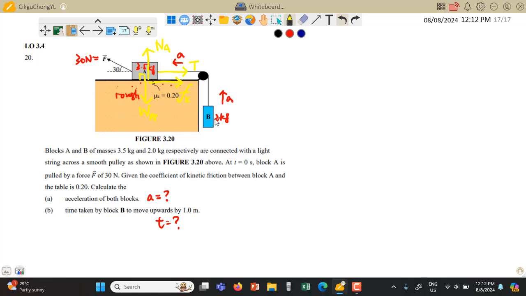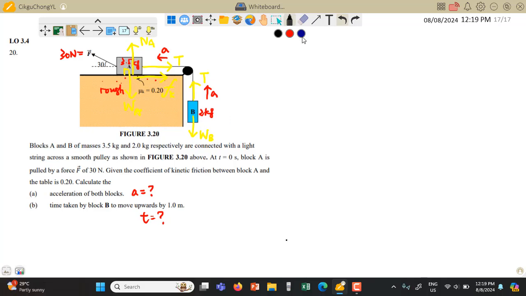How about block B? For block B, along the string we are going to have the tension. And then for block B, we have mass, so straight downward we have the weight of block B. Block B is hanging freely in the air, so it doesn't contact any surface, so there will be no normal force and no friction acting on block B. So here will be our FBD for both blocks.